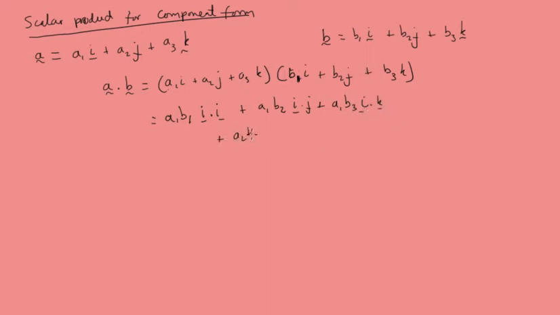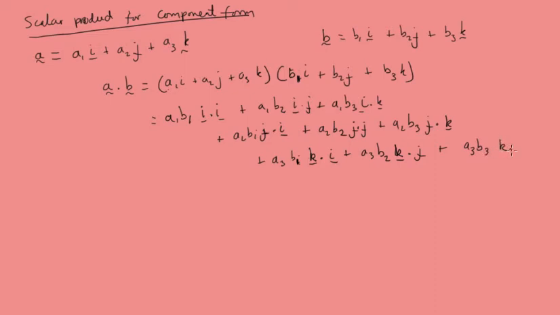plus A2b1 j dot i plus A2b2 j dot j plus A2b3 j dot k plus A3b1 k dot i plus A3b2 k dot j plus A3b3 k dot k.